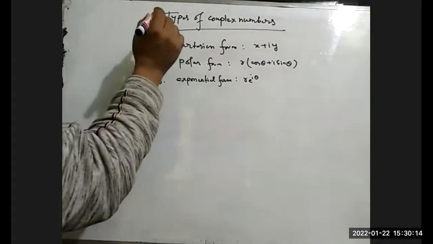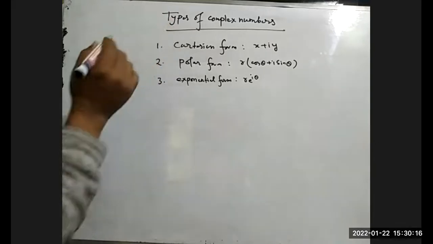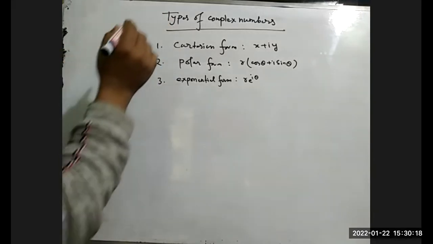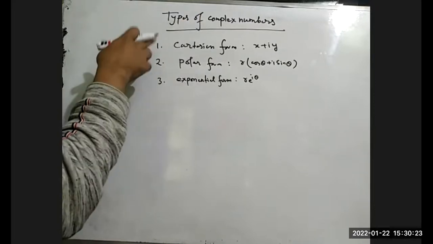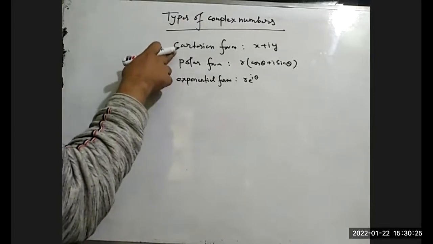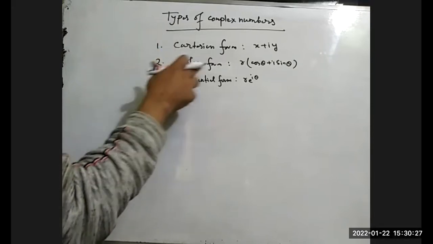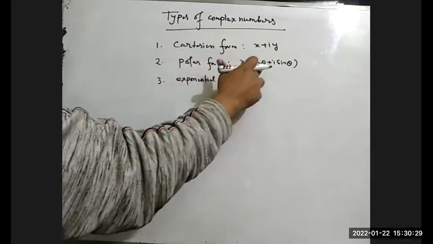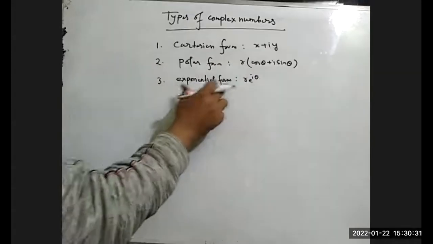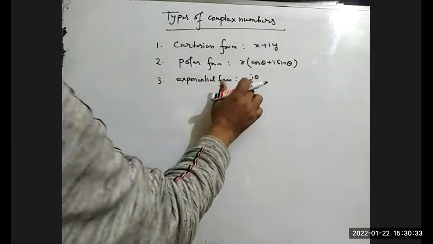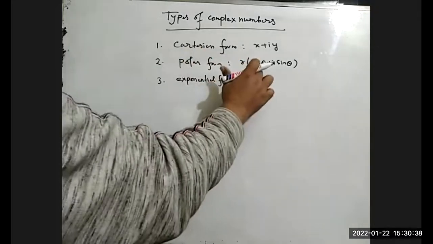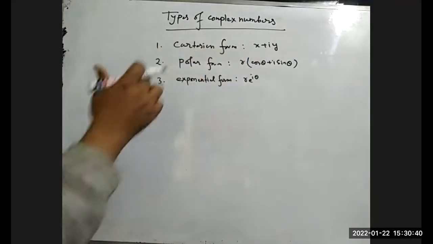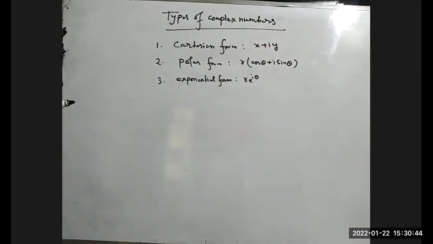Today we'll try to understand complex numbers. There are three types of complex number. First is the Cartesian form or algebraic form, second is the polar form, r into cos theta plus i sin theta, and third is the exponential form, that means r into e to the power i theta. This is the exponential form, this is the polar form, and this is the Cartesian or algebraic form. x is the real part and y is the imaginary part.